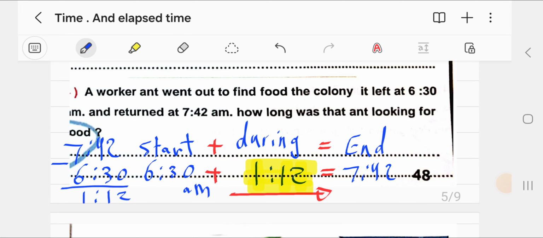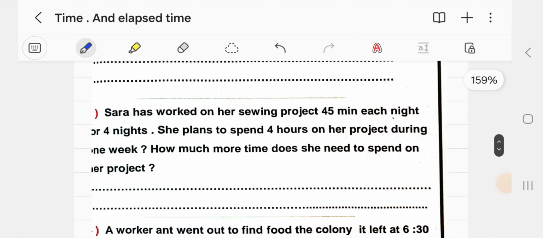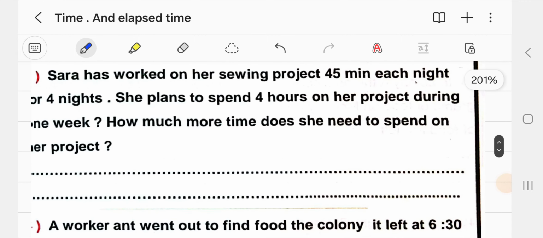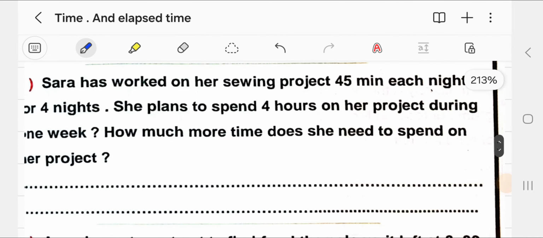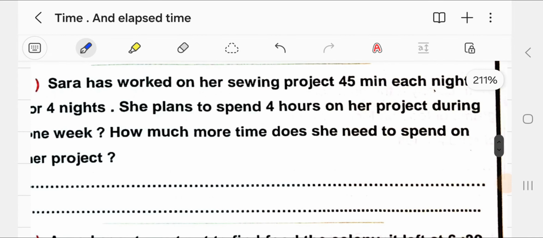Okay, let's solve another exercise. Sarah has worked on her sewing project. Okay, Sarah is working on her sewing project, she works 45 minutes. Problem solving: if you have a problem in this exercise you can draw it. If I have a problem in questions like this, I draw first, like to imagine, to picture the problem I have.